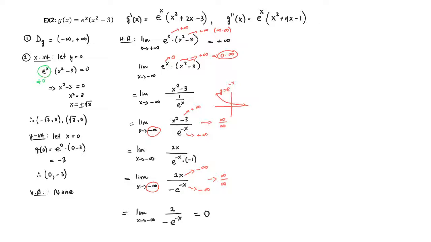So that implies, we're going to say over here, therefore, the line y equals 0, in other words, the x-axis, is a horizontal asymptote. So we know that we have an asymptote, and it's going to be the x-axis. The x-axis will be the horizontal asymptote.